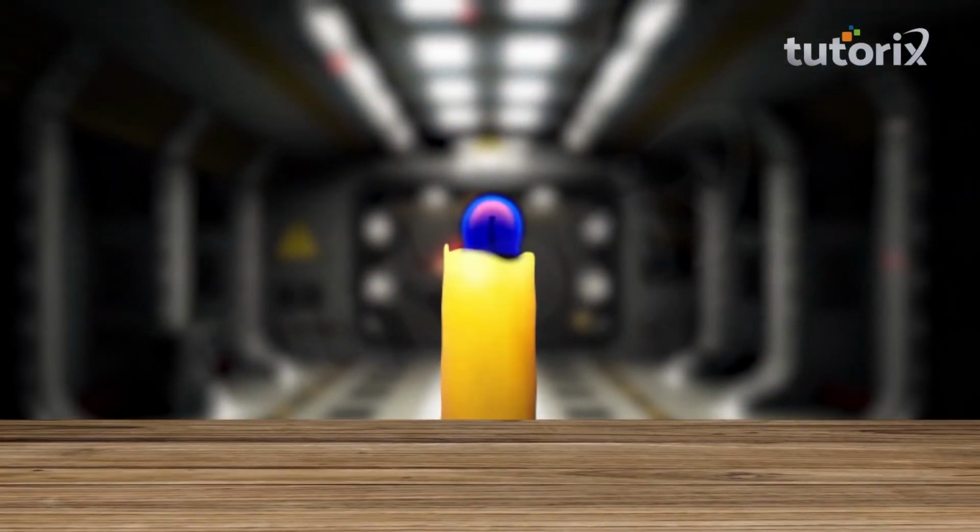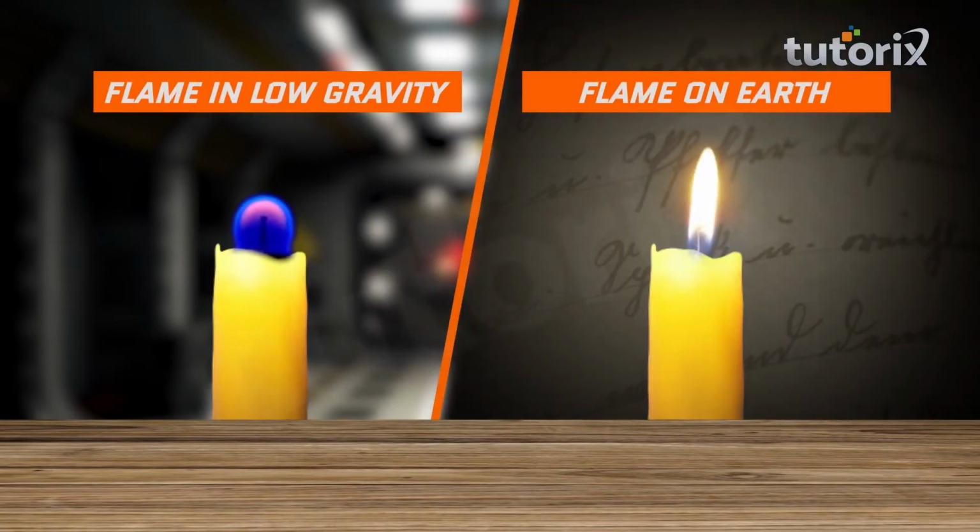In a spaceship, the candle burns with a round-shaped flame instead of a tall standing flame. But why does this happen? Well, you see, due to the significant gravity on the Earth, the convection currents around a burning flame are generated in this fashion.